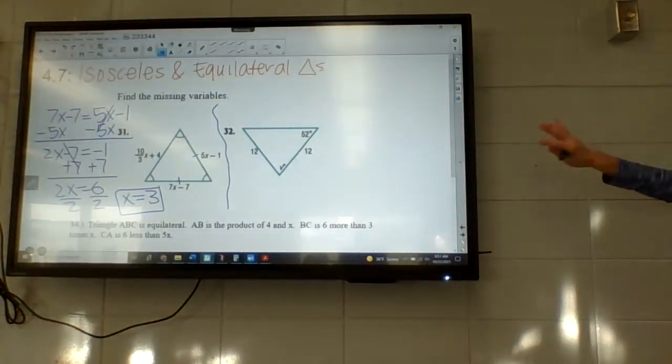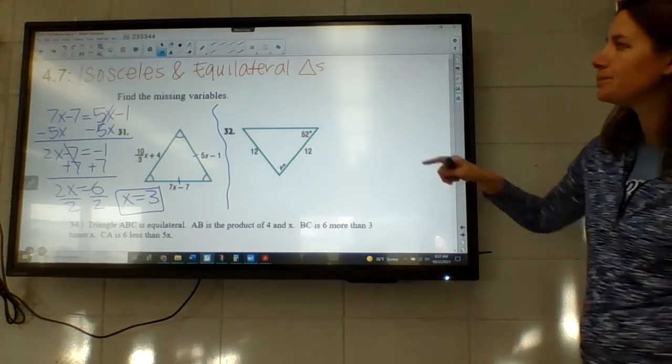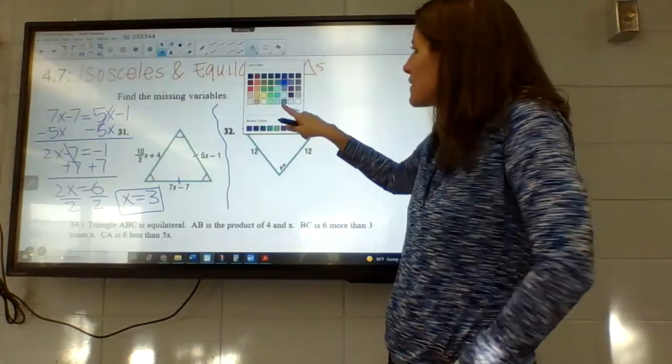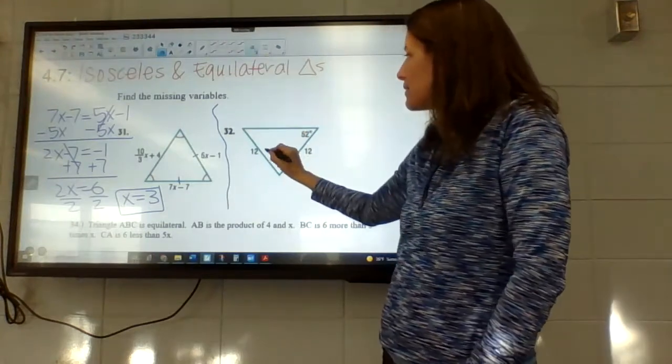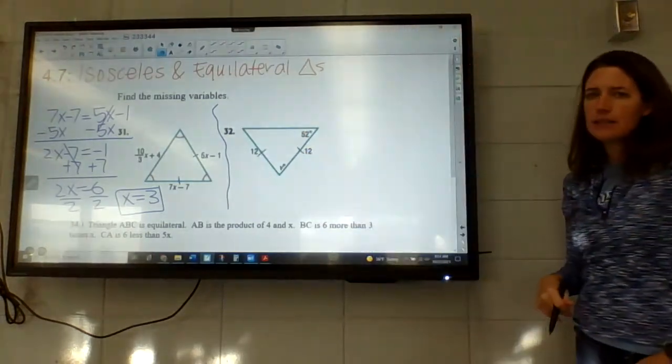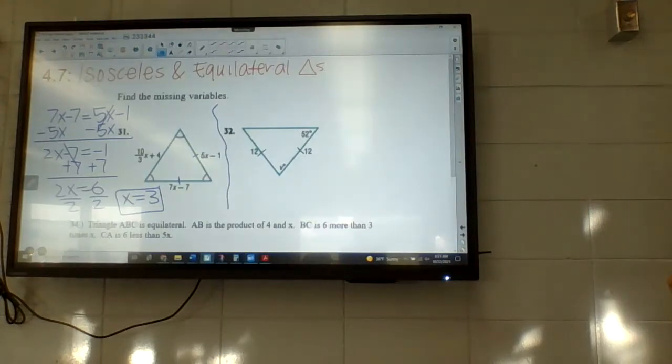Like I said, initially looking at number 32, I thought it was another equilateral triangle, but if you look a little more closely, they give us an angle that's 52, so obviously not equilateral. So what type of triangle is this one? This one's isosceles. They give us two equal sides, and that means that there has to be two equal angles. So the question is, is V 52?